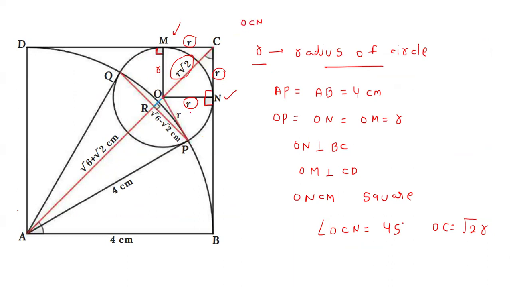This angle is 90-degree, and we know OCN is an isosceles triangle because this is r and this is r, so this angle is 45 and this angle is also 45. So in the triangle ABC you can see that this angle is 45 and this angle is 90, so this angle is 45-degree. In the problem it is given that AB is 4 centimeter, and B, P and Q are points on this semicircle. So this distance is also 4 centimeter and this is also 4 centimeter, because all these are points on the same circle.